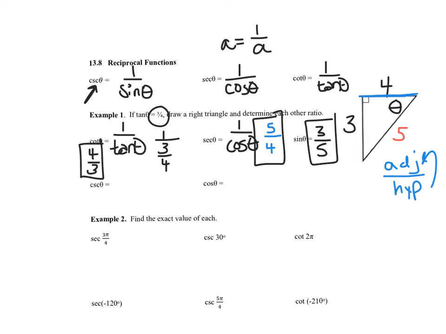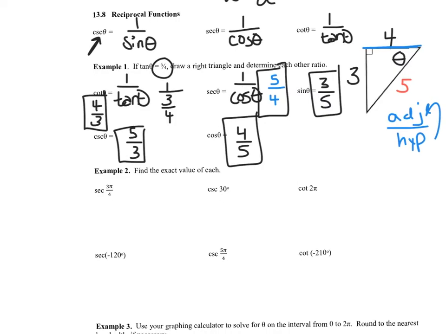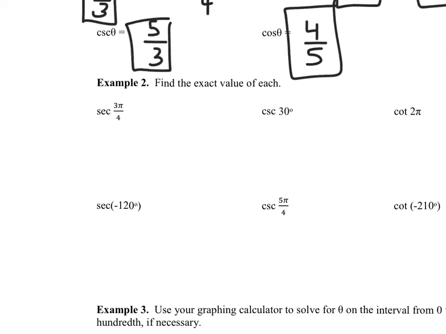So now I can do the cosecant of theta, which is just the reciprocal of the sine of theta. So that's going to be 5/3. And the cosine of theta is 4/5. Okay, using the reciprocal functions, you can find the exact value of each.